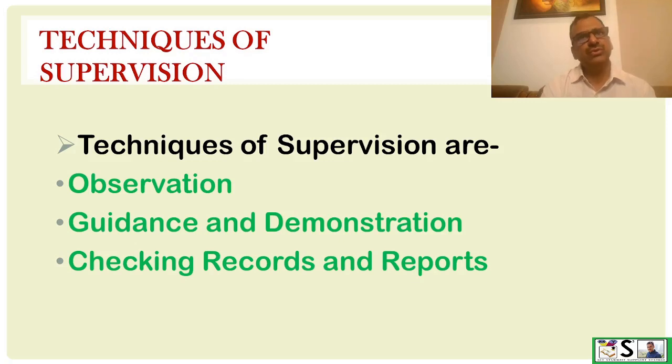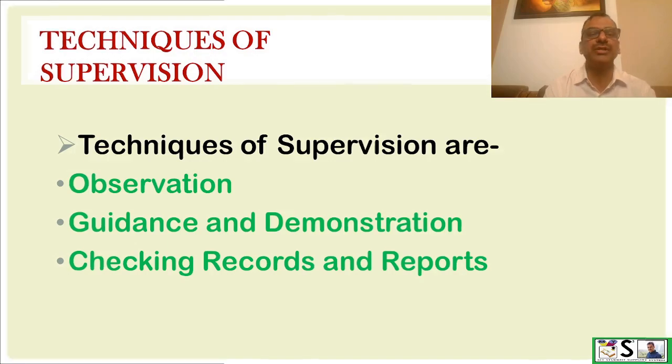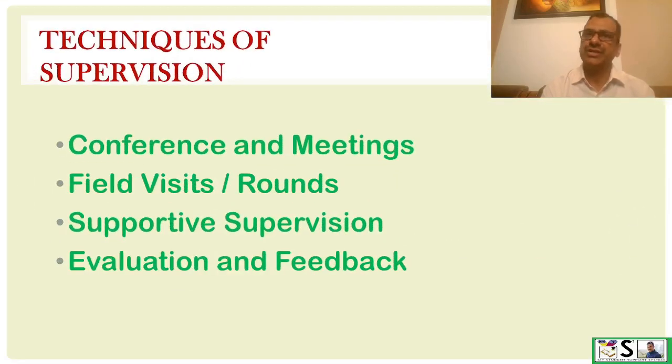In supervision, we use 7 types of techniques. If we list them, these are: observation, which is the best technique; apart from this, guidance and demonstration, checking records and reports maintained by the supervisee, conference and meeting, field visits and rounds, supportive supervision, and evaluation and feedback. So there are 7 techniques of supervision.